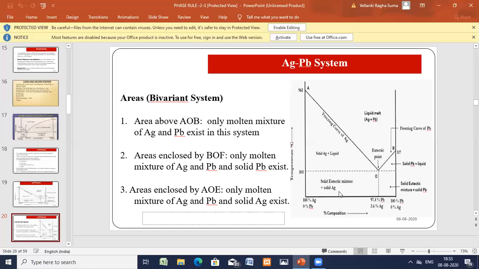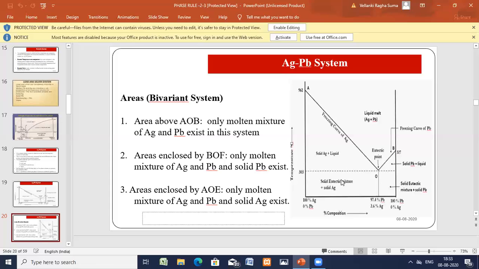There you are getting F is equal to C minus P plus 1. F is equal to 2 minus 2 plus 1. 2 phases, 2 components. Solid phase, eutectic mixture you are having. Solid eutectic mixture, it's nothing but a melt. That is one phase, and solid phase is another phase.